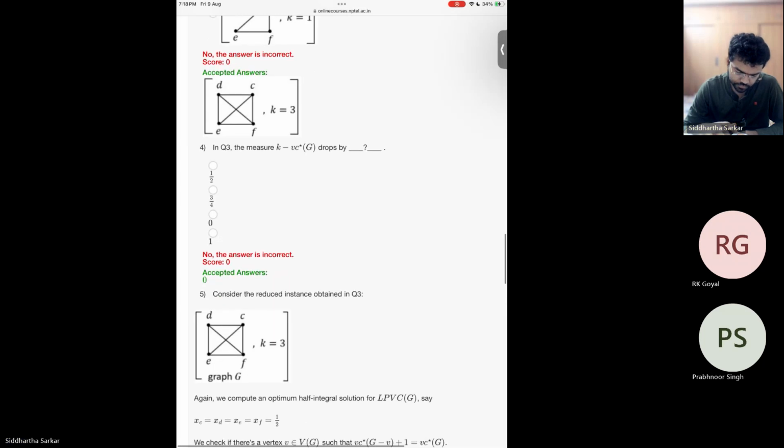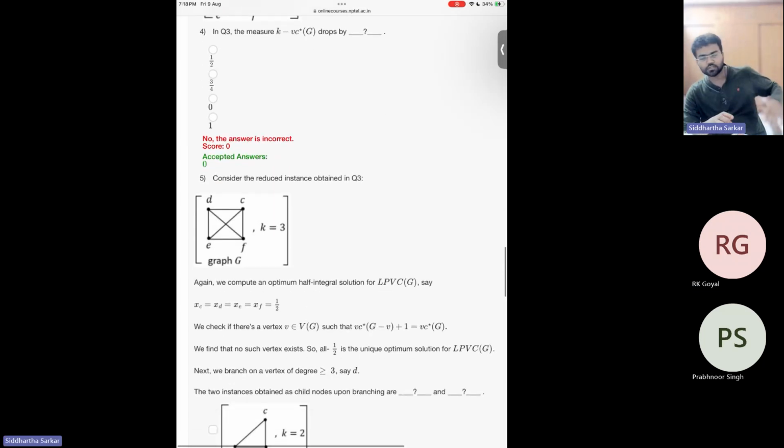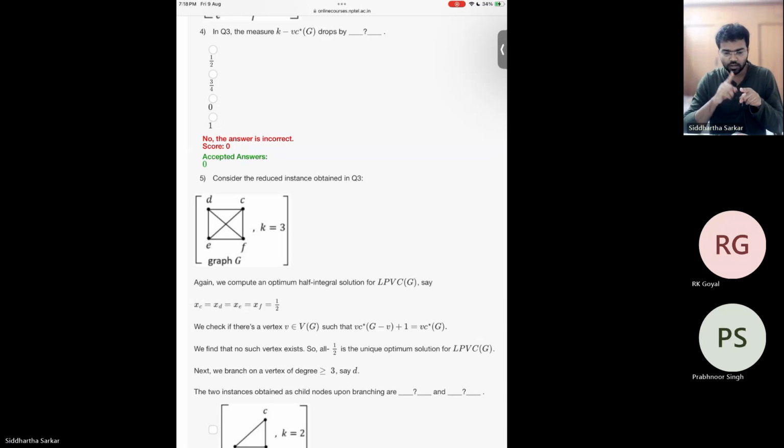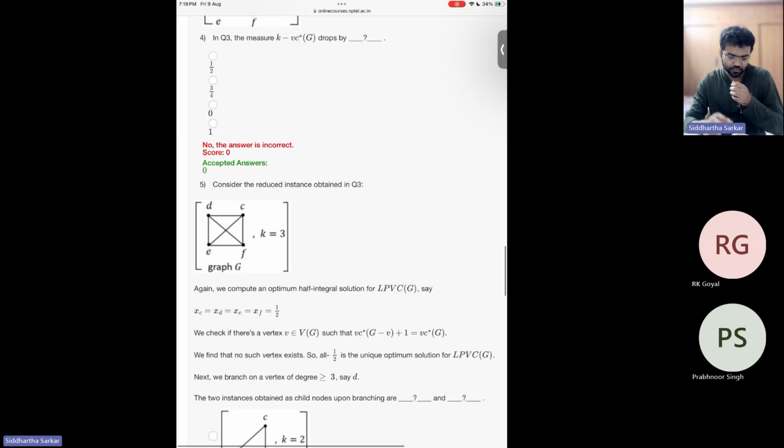Again, consider this instance. Now continuing the heuristic. The first heuristic was: you solve this LP half integrally, and you try to identify a vertex for which you can make a decision whether to include it. To do so, you have to check this criteria, whether Vc star of G minus V is exactly 1 less than Vc star of G. After you have reduced that graph to this graph, again you do this criteria check. They are saying that we check if there is a vertex V in the graph such that Vc star of G minus V plus 1 is exactly Vc star of G, but then we find that no such vertex exists.